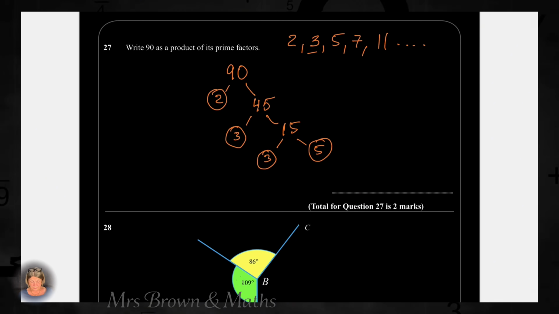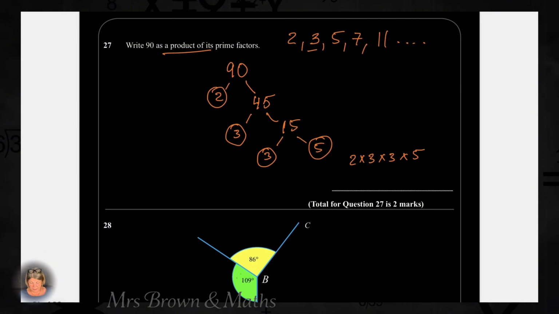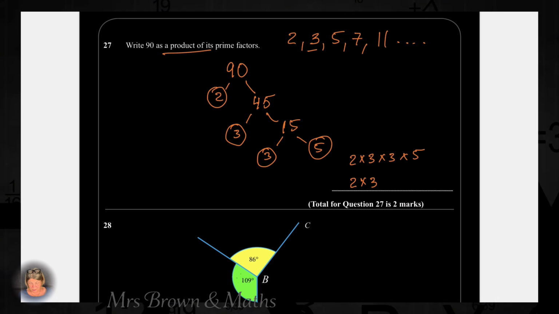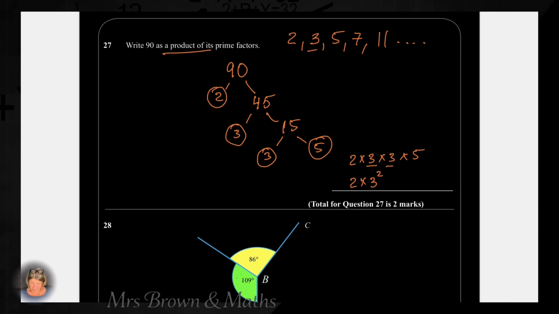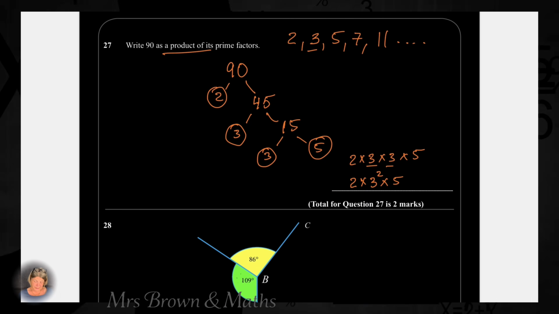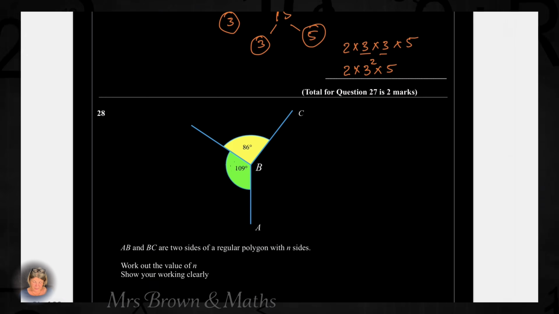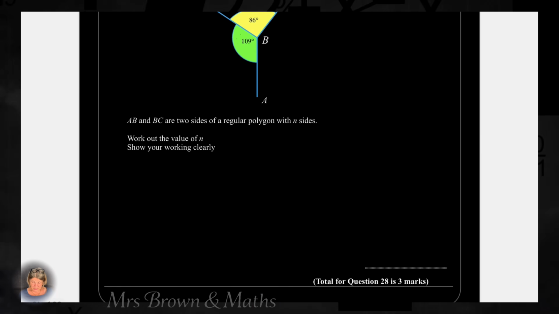Done. So what I can do, I will write 2 times 3 times 3 times 5. Product of means times, yeah? Or you can write it as 2 times 3 squared, because we have two 3s, and times 5. Right, here, let's have a look.